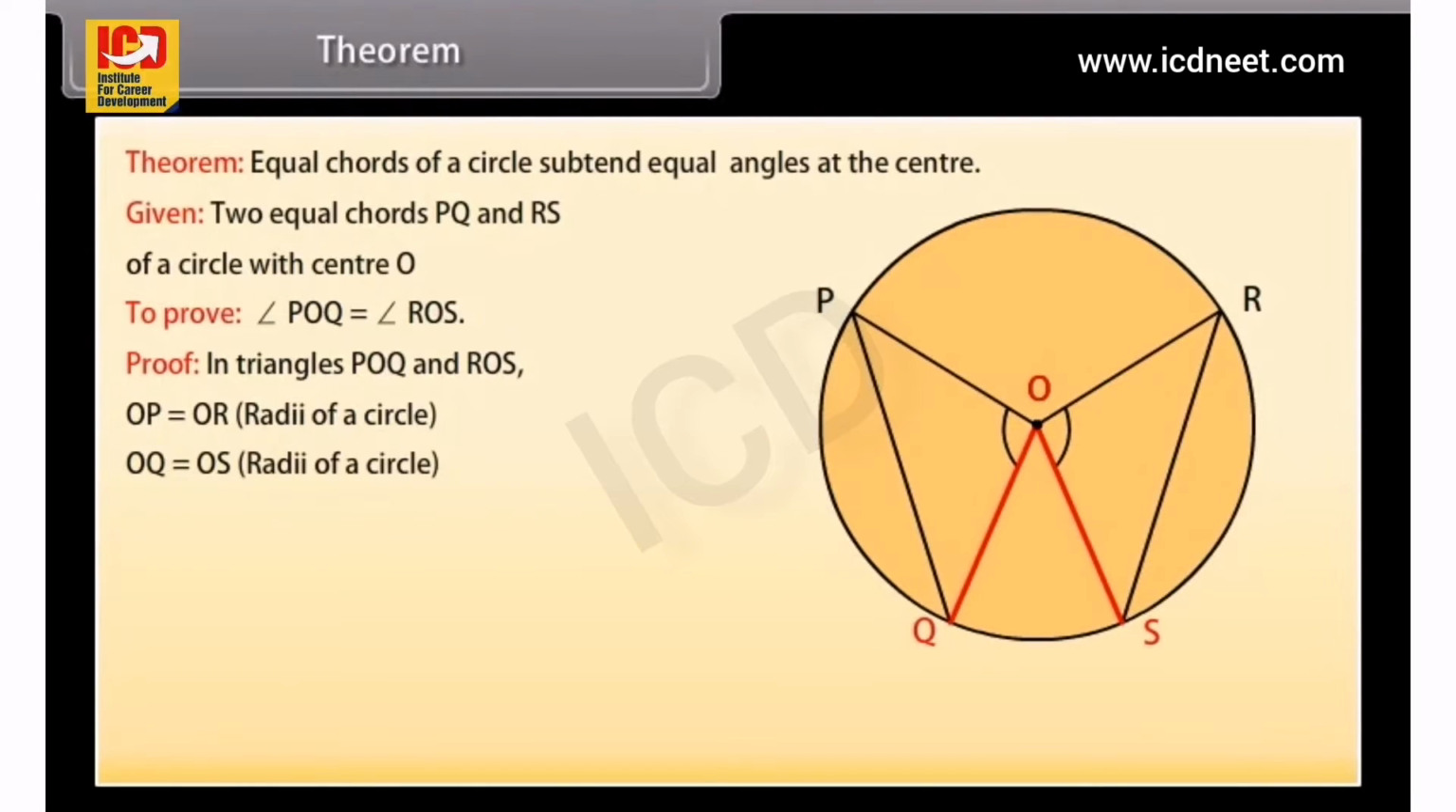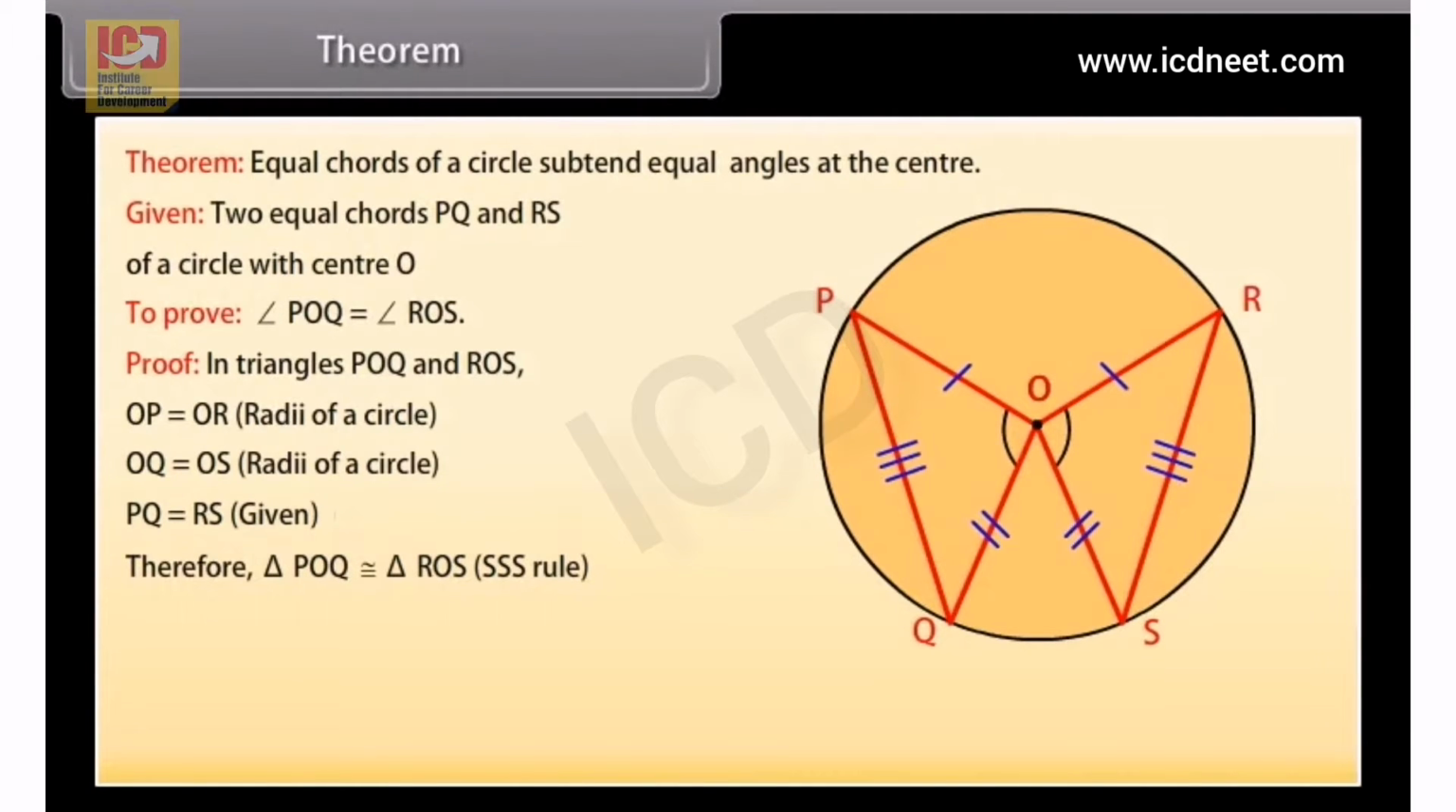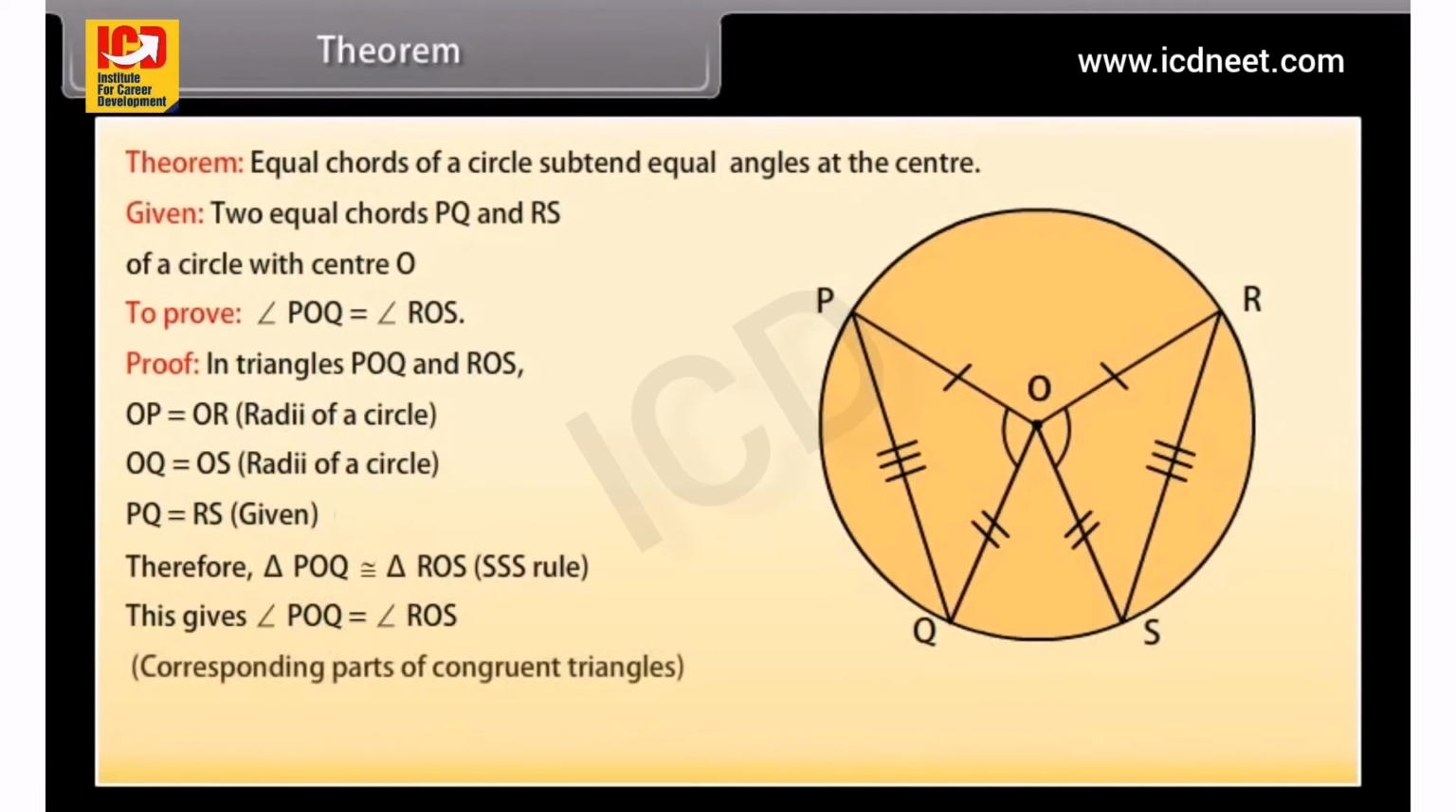These are also the radii of a circle. PQ is equal to RS, given. Therefore, by the SSS congruence rule, triangle POQ is congruent to triangle ROS. This gives angle POQ is equal to angle ROS because corresponding parts of congruent triangles are congruent.